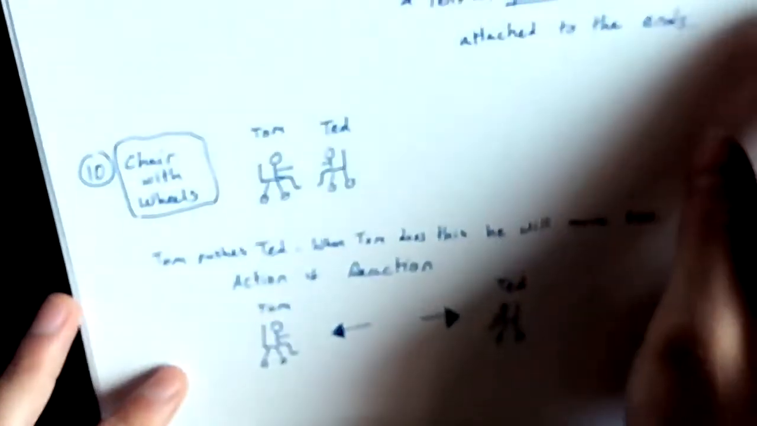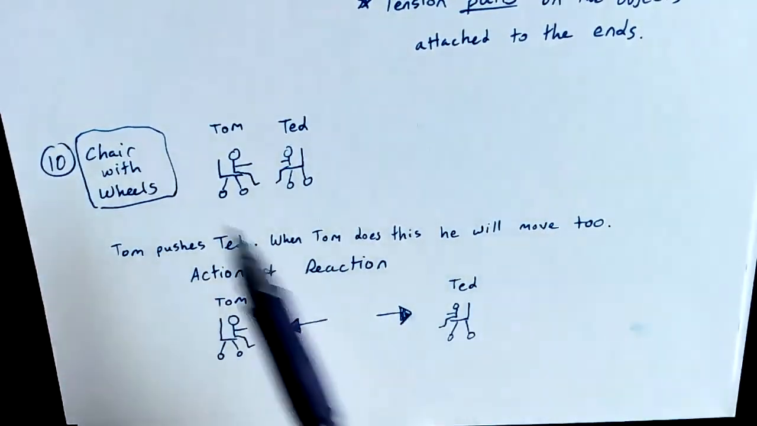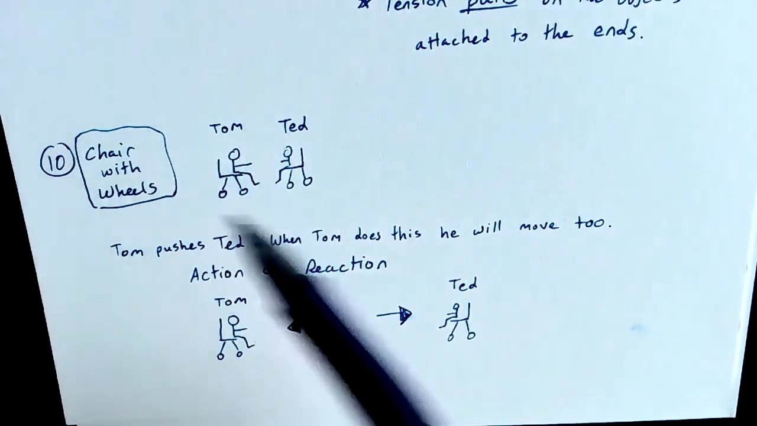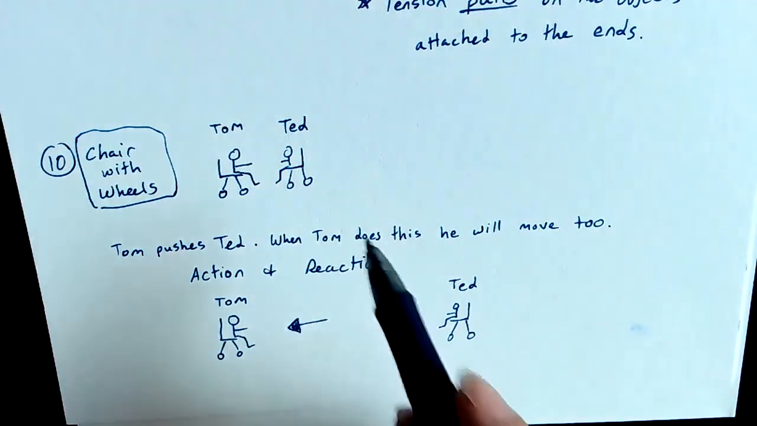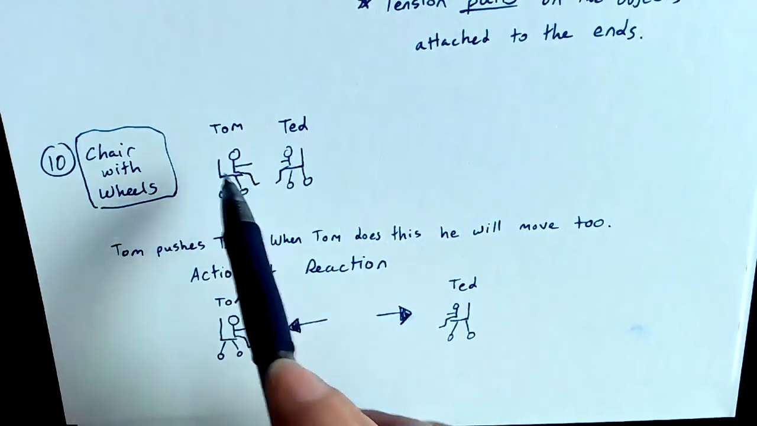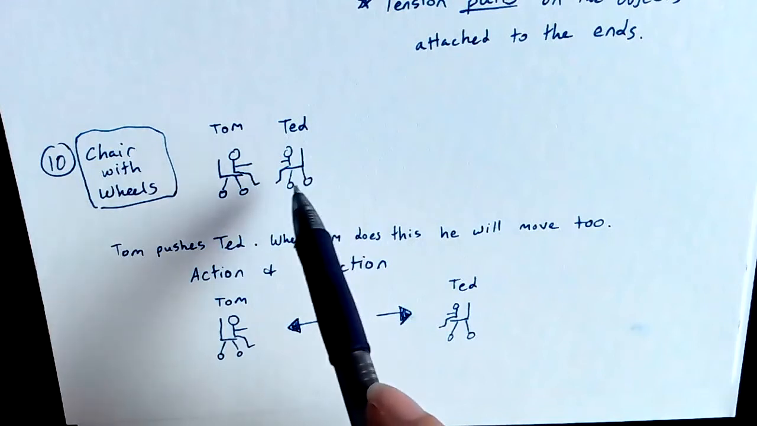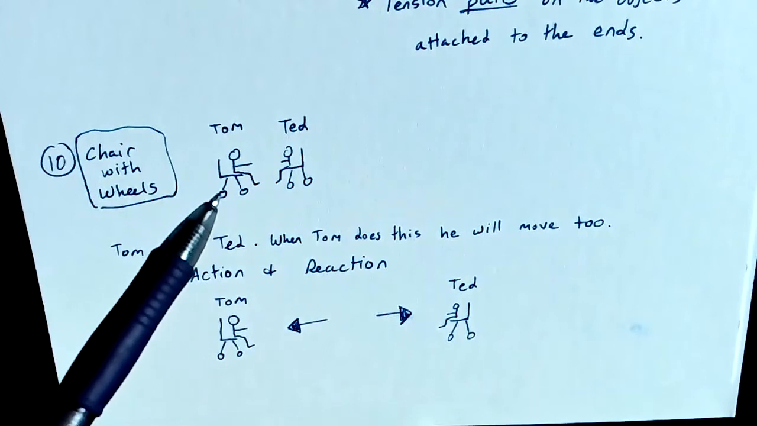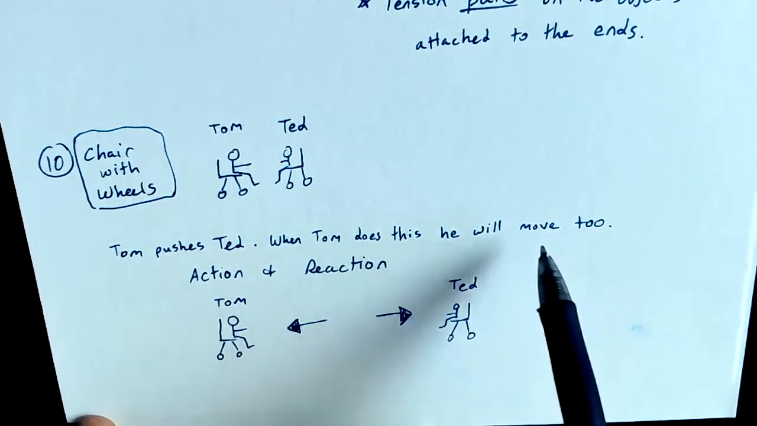And then our last problem today is the chair with wheels. This is another conceptual question to check if you understand what would happen in the real world. So picture Tom on a chair with wheels and then Ted on a chair with wheels too. And if Tom pushes Ted that way, he's gonna move too.